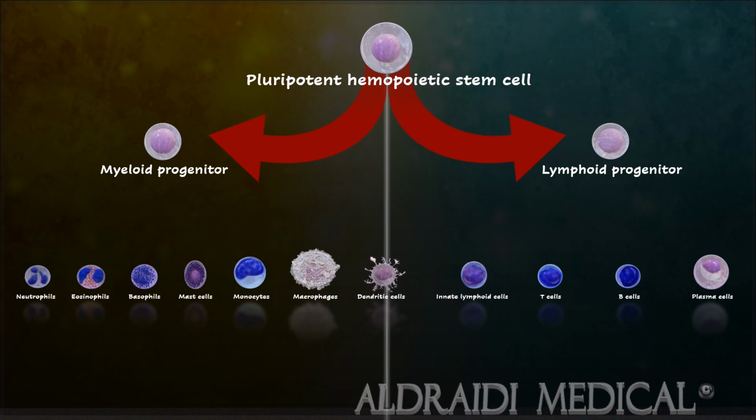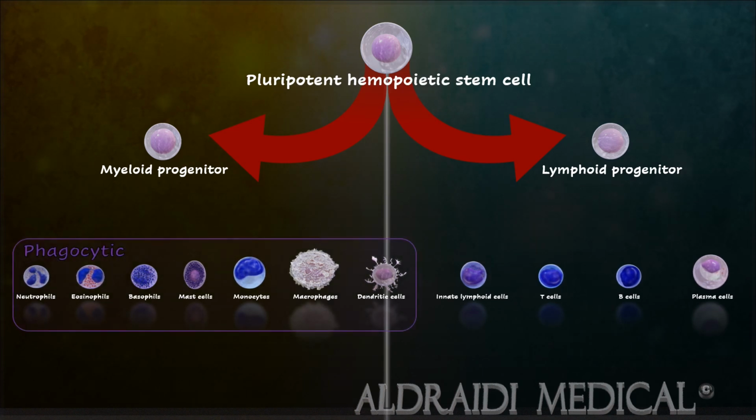All the cells of the myeloid lineage are phagocytic, meaning they can engulf and ingest foreign particles, but their phagocytic capacity varies. The two major phagocytic cells that eat up the most are the macrophages and the neutrophils, and they are among the first cells to encounter and respond to pathogens.